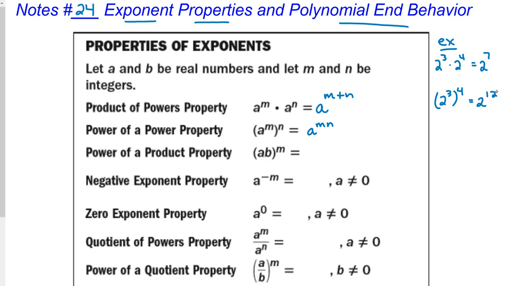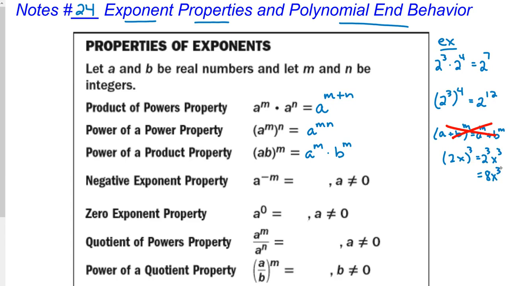Power of a product property: (ab)^m is equivalent to a^m times b^m. Sometimes people make mistakes with this because they think that this is the distributive property, and sometimes people think that you can do this: (a+b)^m is equal to a^m + b^m, but that is not true. That is misuse of the distributive property. So an example for what you could do would be something like this. (2x)^3 is equal to 2^3 times x^3, and then we would simplify that, and that's 8x^3.